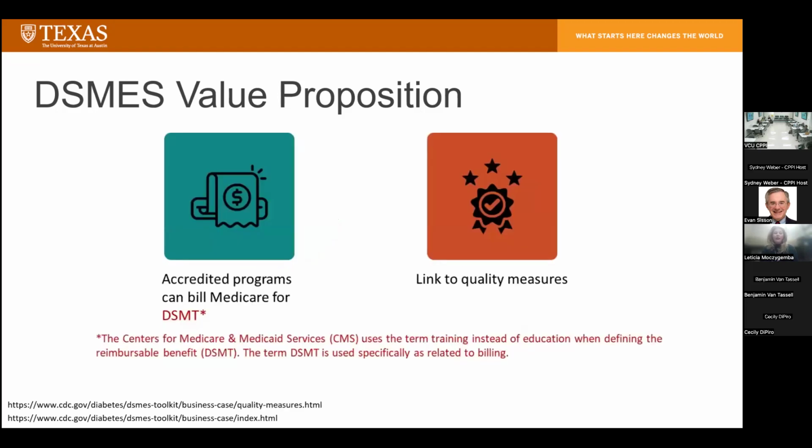And then, as I've mentioned, one thing that's often attractive to pharmacies is the fact that they can bill Medicare for DSMET once they are an accredited site. I just want to note, you may see in CMS terminology, they use the term diabetes self-management training rather than education and support.